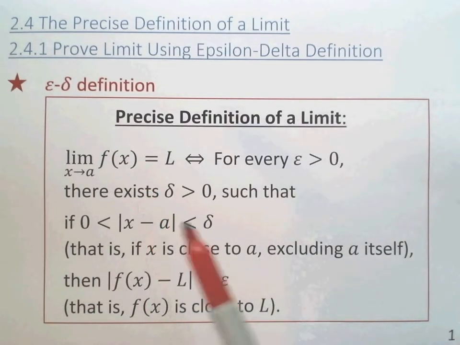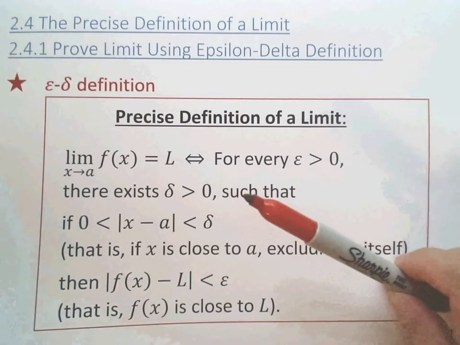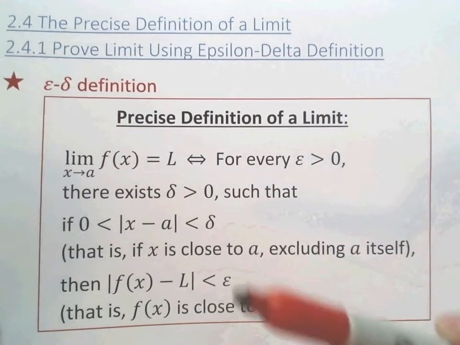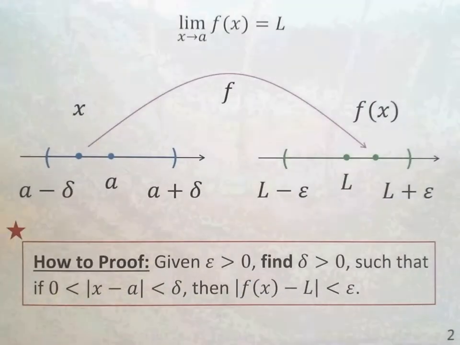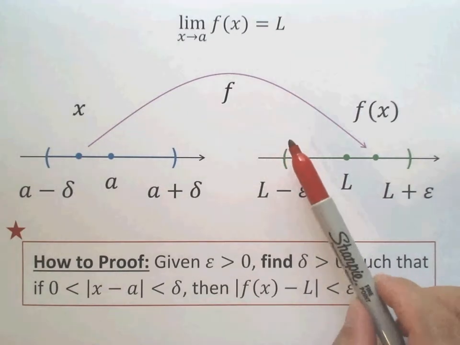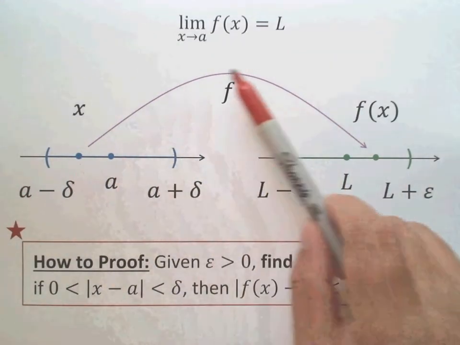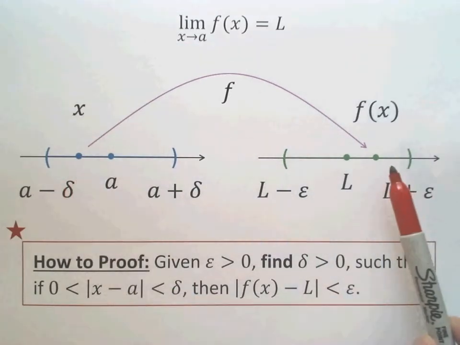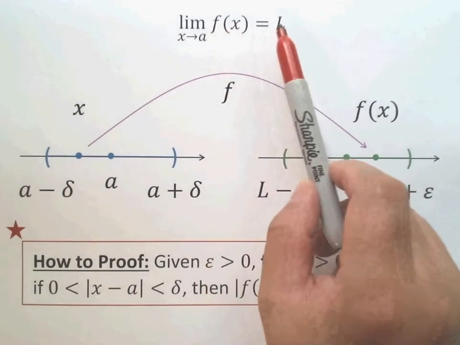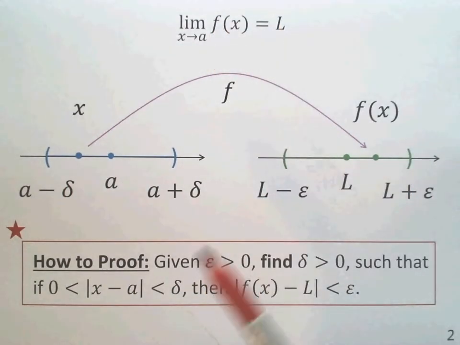And let us see this definition in the graph. In the general graph, here is the general graph. If this is the domain, this is the range, and f is a mapping from the domain to the range. And what does the limit equals L mean?